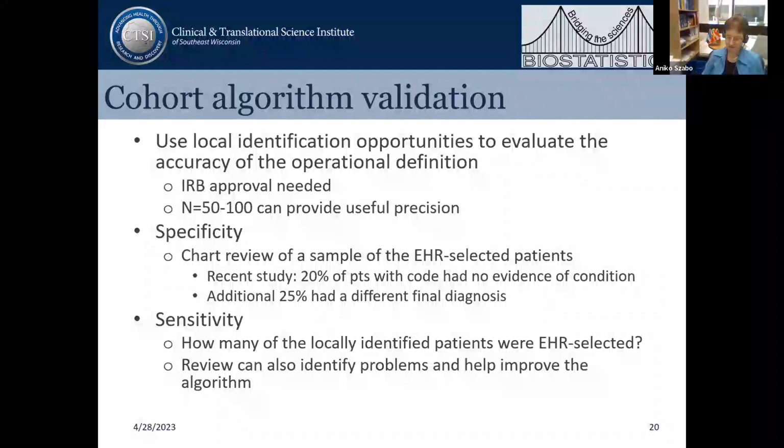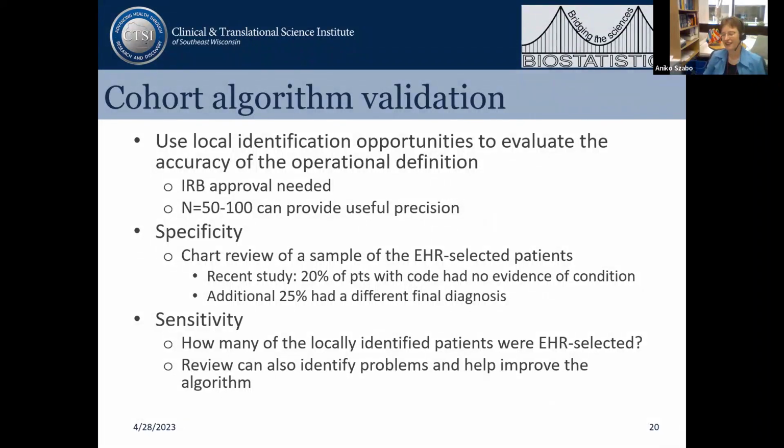And then you can do a chart review of maybe a sample of those patients that you identified, and 50 to 100 should be plenty. It doesn't need to be everybody. And see whether those cases on a chart review actually still seem to be the ones you are looking for. Are they actually eligible patients that you meant to include in your study?